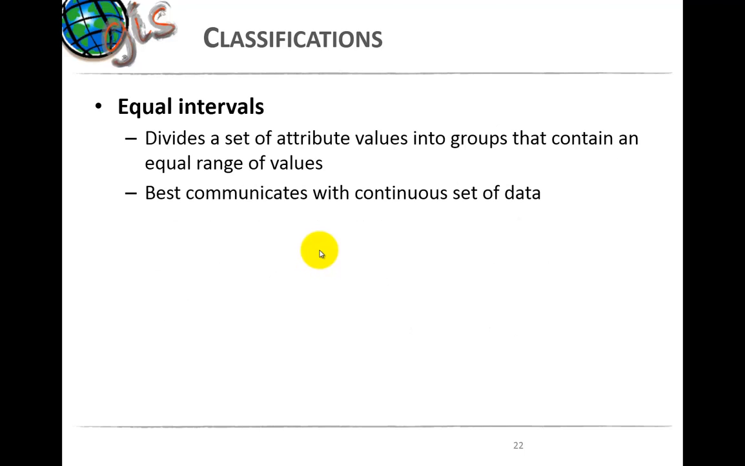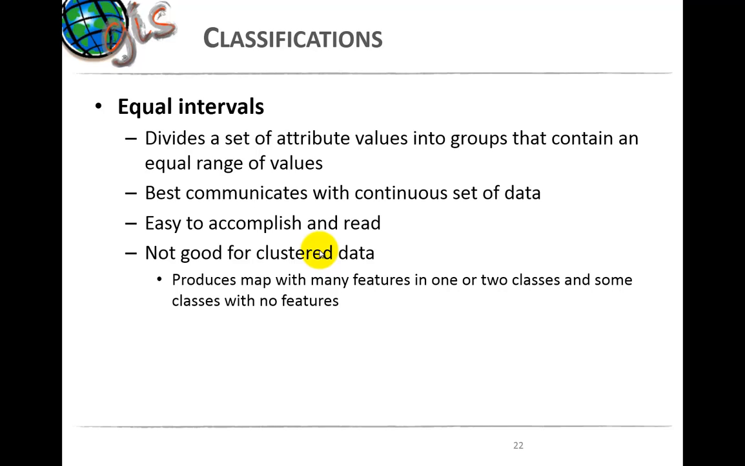And equal intervals, like the name says, divides attribute values into groups that contain an equal range of values. It's not an equal number of observations, instead it is an equal range of values. It best communicates with a continuous data set, and it is easy to accomplish and read, although it's not very good for clustered data. So if there are significant spatial clusters, the map produces almost a very bland map, or would not be a very good map to read.